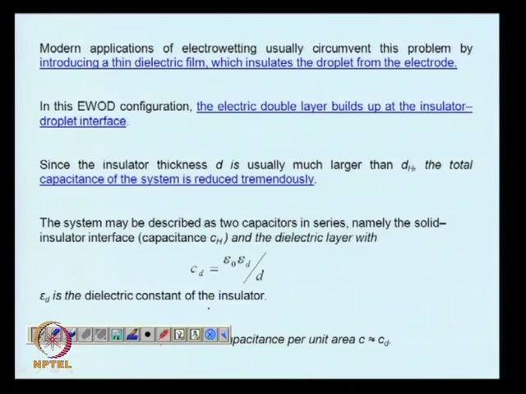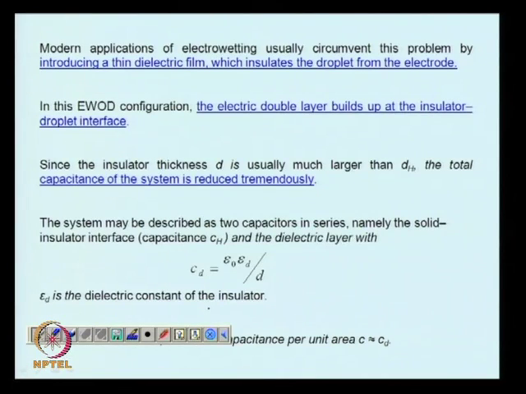So, one has to then go to the introduction of a dielectric in between the electrolyte and the electrode, which would make the electrolysis impossible at elevated voltages as well. So, that is what we are going to look at next.